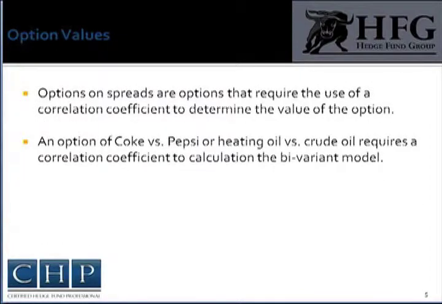Another use for correlation is in determining the price of certain types of options. Options on spreads, or pair options, require the use of a correlation coefficient to determine the value of the option. An option on Coke versus Pepsi or heating oil versus crude oil requires a correlation coefficient to calculate using a bivariate Black-Scholes model. A correlation coefficient for option pricing is an implied number, meaning that it is assumed, similar to implied volatility.